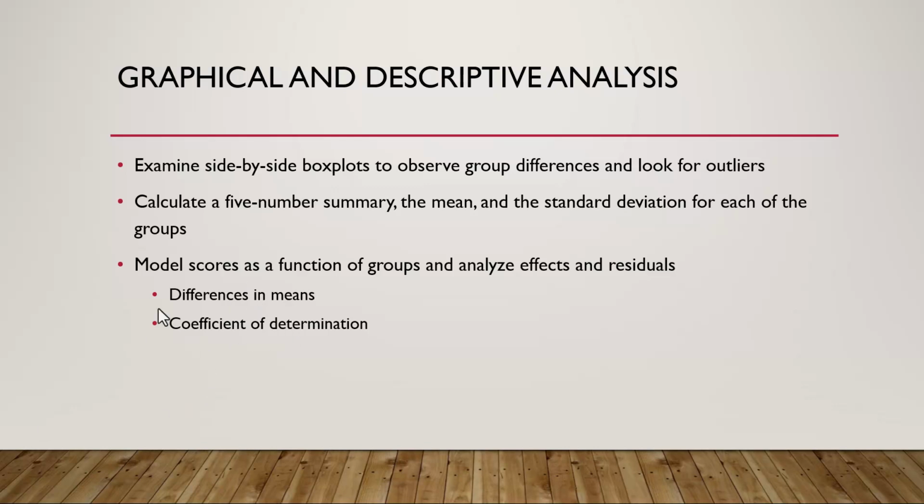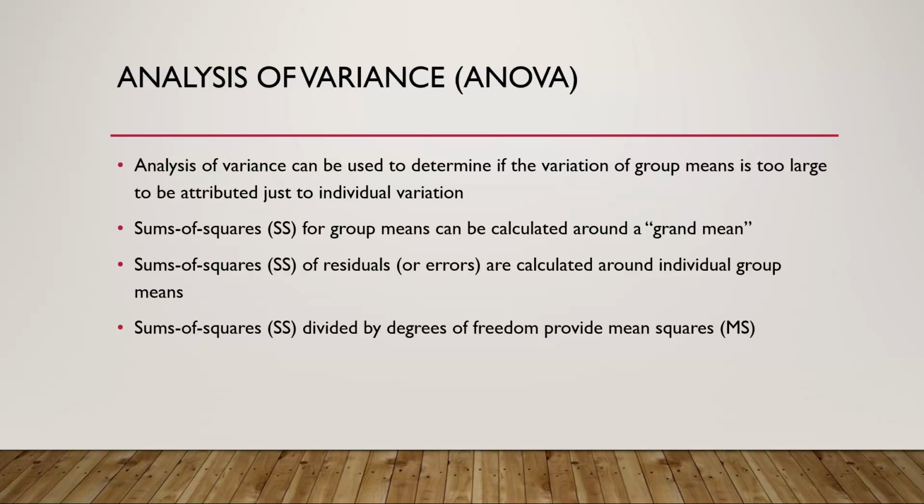But now I'd like to take this a step further and move into the analysis of variance. Analysis of variance can be used to determine if the variation of group means is too large to be attributed just to individual variation. That is, we have individuals with different observed scores, and that's true within groups as well as across groups. For example, in our data, we have an individualist group, and there's variation of observed scores within the individualist group, as there is in each of the other two groups, the hierarchicalist and the egalitarian.